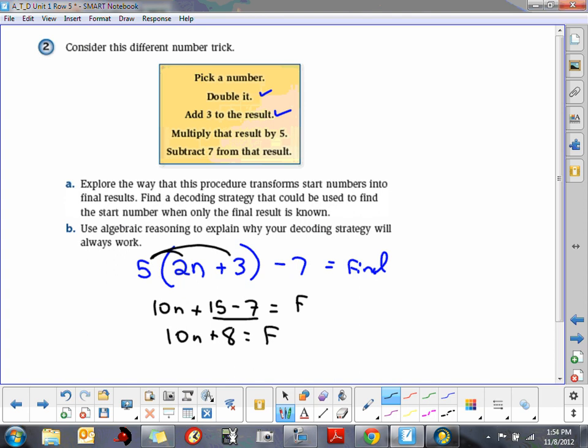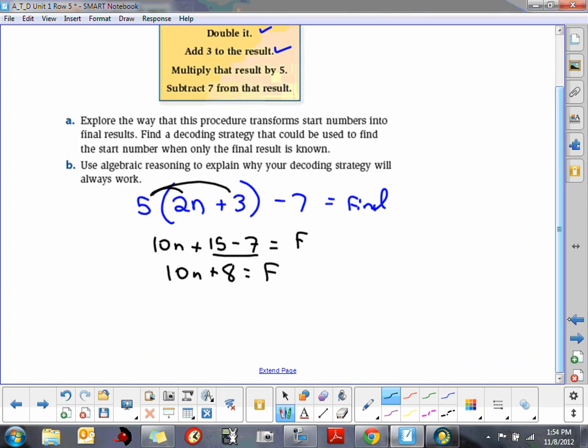That wouldn't be terribly hard to calculate in your head. Now, that's how we coded it. So how do we decode? First thing we got to do to decode is what? Add minus 8. So 10n equals the final minus 8, then? Divide by 10. And we've got it. Whatever our final number was, minus 8, divided by 10.